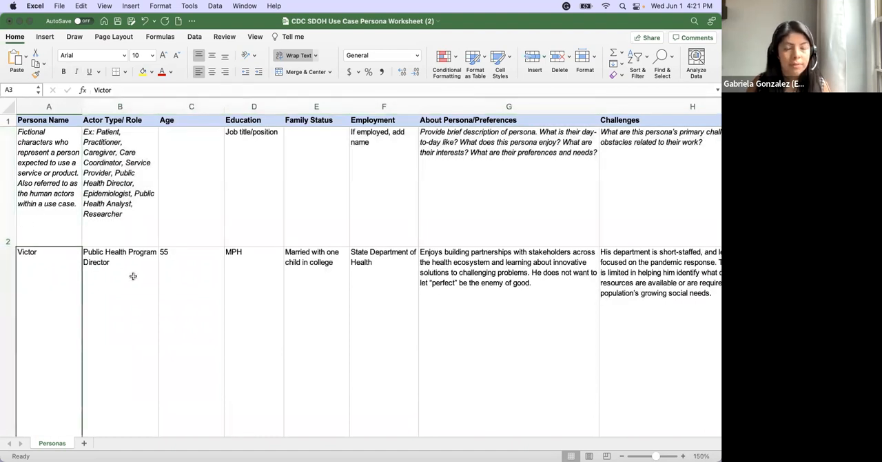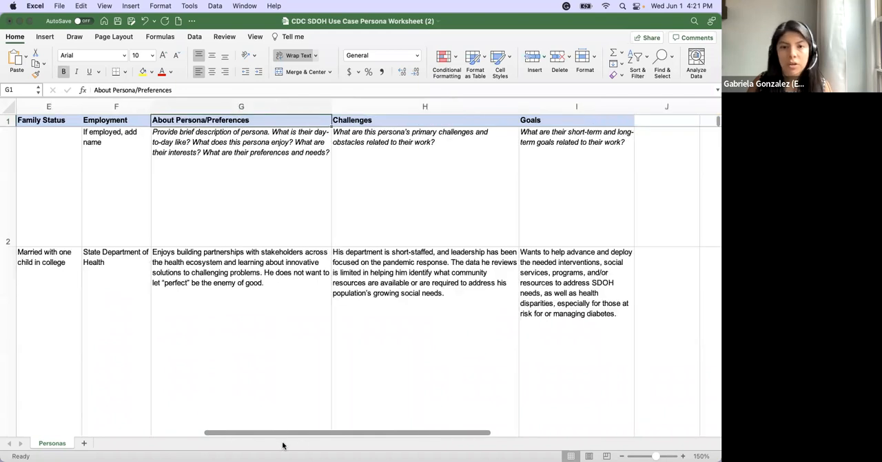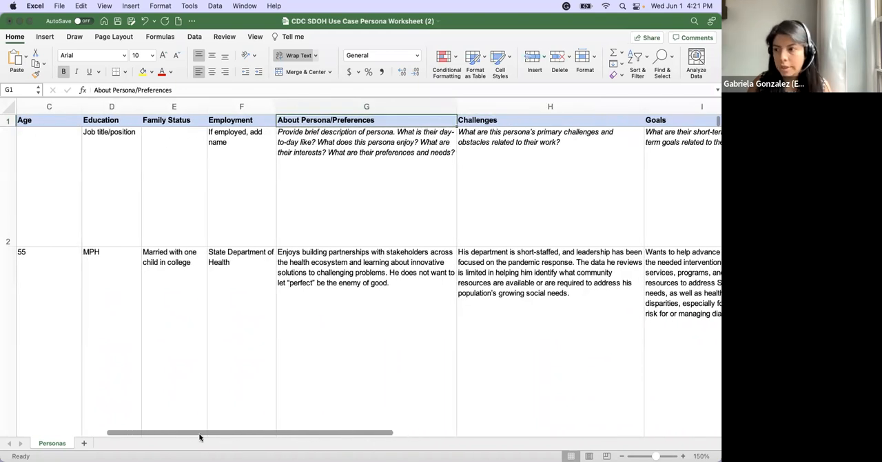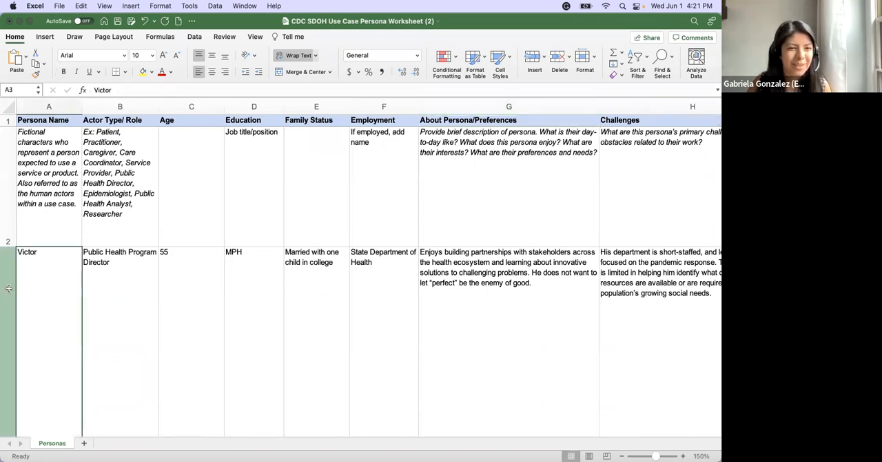We use Victor, our current persona, who is a public health program director. We have the categories of age, education, family status, employment, information about the persona and their preferences, challenges, and goals. So these are some of the prompting questions to support you as you build out. You definitely do not need to send back Victor.